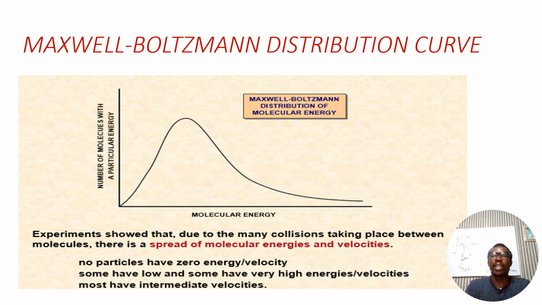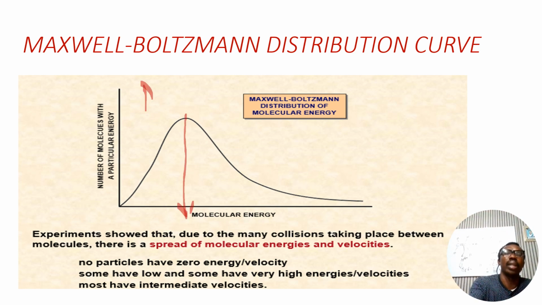Now, if you look at the graph, it starts from the origin, from zero. That's an indication that no particles have zero energy or velocity. Some have very low energy and some have very high energies or velocities. Most have intermediate velocities. Now, if you look at the curve, within this region.